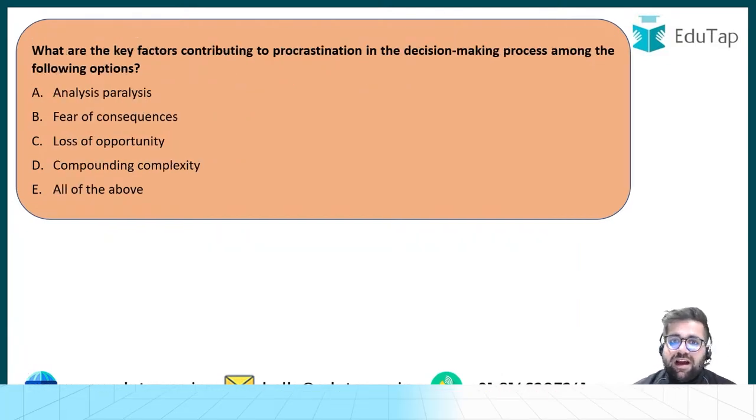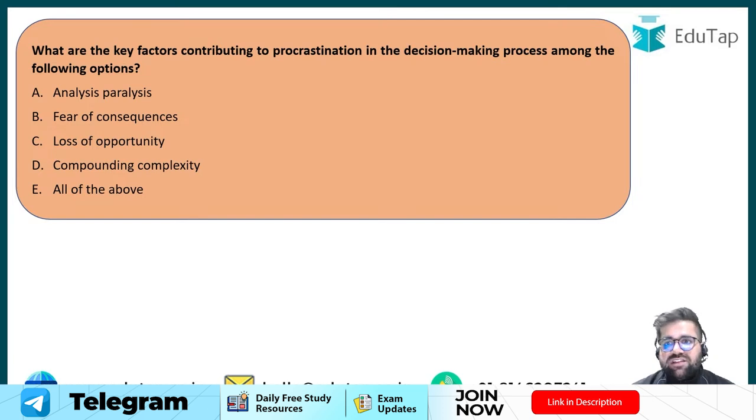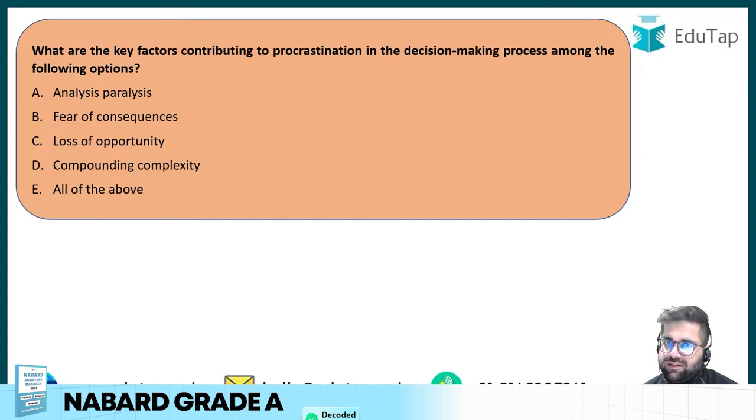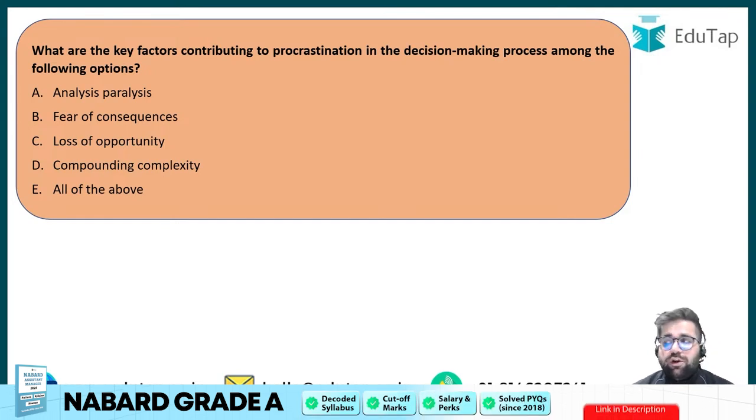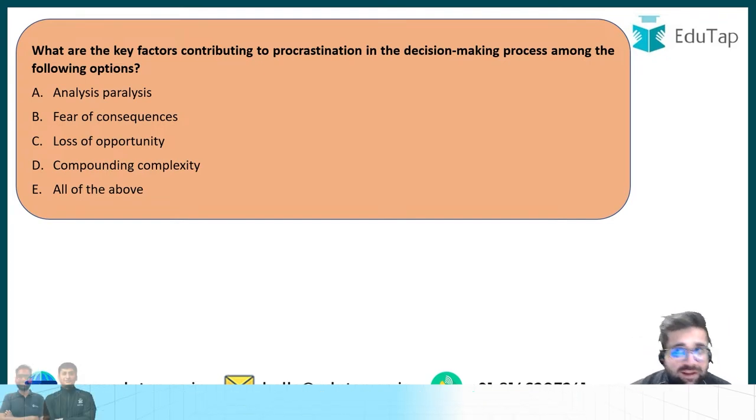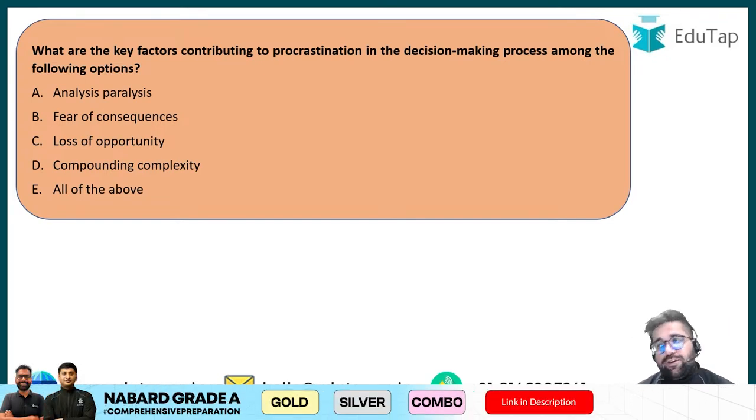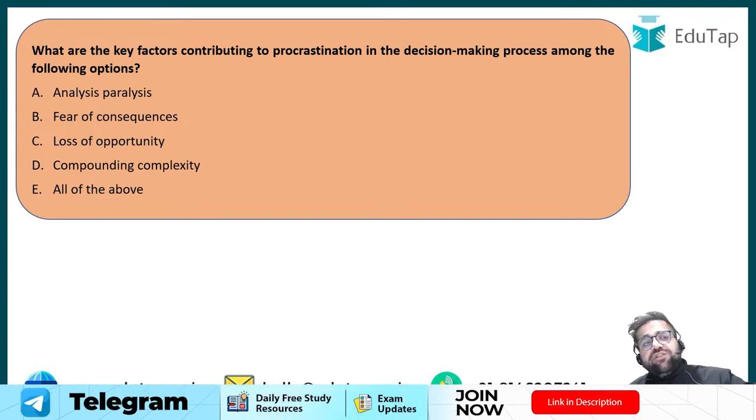What are the key factors contributing to procrastination in the decision making process among the following options? Come on, I need the right answer. It's a very easy question. Procrastination means that you are delaying something which you have to do today, but you are not doing it today because of multiple factors. You are rather delaying it. I will do it tomorrow, I will do it the day after tomorrow, and tomorrow never comes. So what are the key factors which contribute to procrastination in the decision making process among the following options?